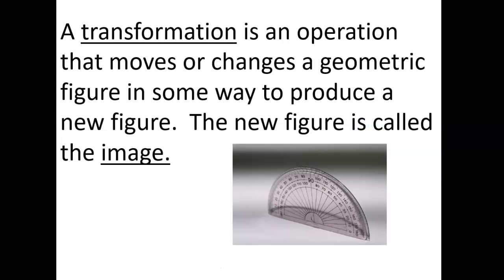Alright, so what is a transformation? A transformation is an operation that moves or changes a geometric figure in some way to produce a new figure. The new figure is called the image. So you start with some kind of picture, and then you take that picture and you move it, or you rotate it, or you reflect it, or you do something to it. Well, once you create that new picture, it is called an image.